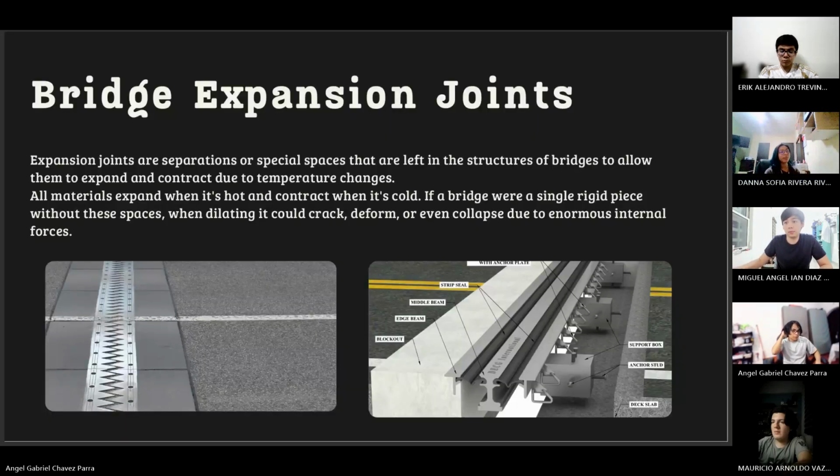Expansion joints are separations or special spaces that are left in structures of bricks to allow them to expand and contract due to temperature change. All materials expand when hot and contract when cold. If a brick structure were a single rigid piece without spaces, when heated and cooled it could crack, deform, or even collapse due to enormous internal forces.